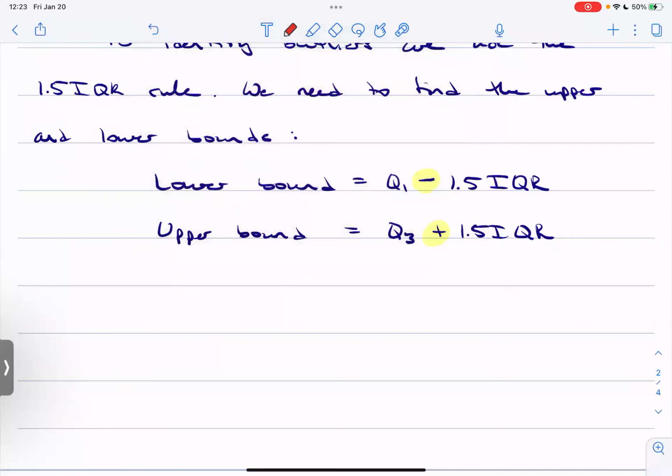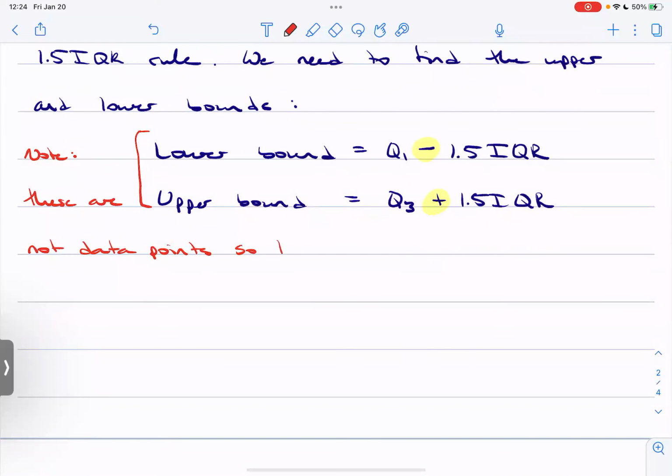So let's make a note. Note, these are not data points. So they are not included in the final box plot, right? We use them to draw the box plot, to determine where the whiskers go to and what's an outlier, but they're not included in the final box plot.